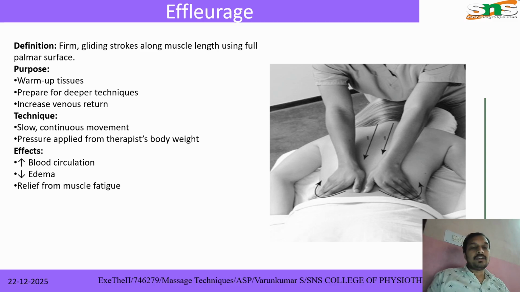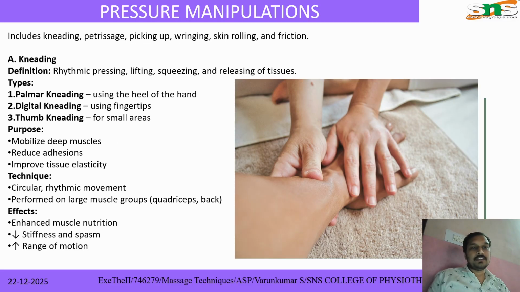Then effleurage. Effleurage is also called the petrissage technique. Here there are firm gliding strokes along the muscle length using the full palmar surface. The purpose is to warm up the tissues, prepare for deeper techniques, and increase the venous return. The technique involves a slow, continuous movement where the pressure is applied from the therapist's body weight. The effects are increased blood circulation, decreased edema by applying the pressure, and relief from muscle fatigue.